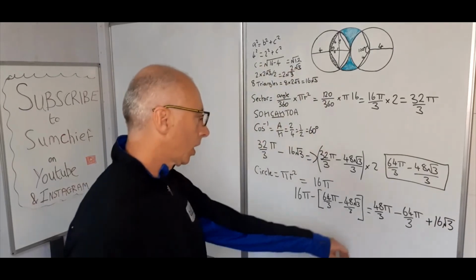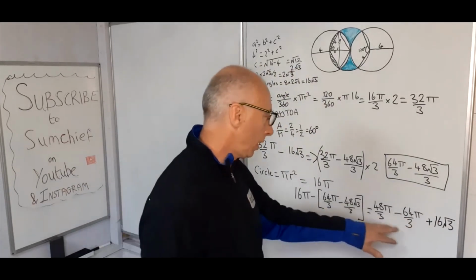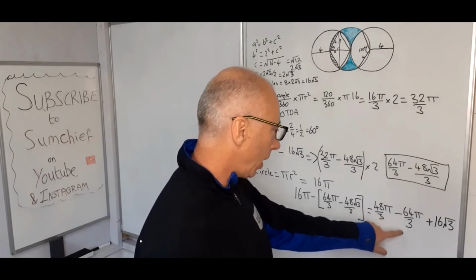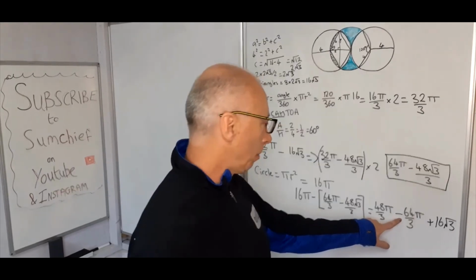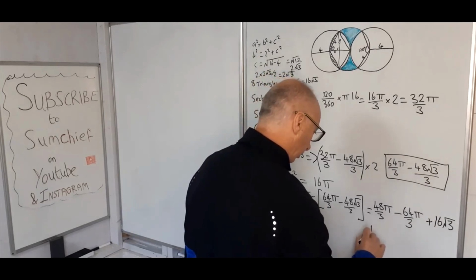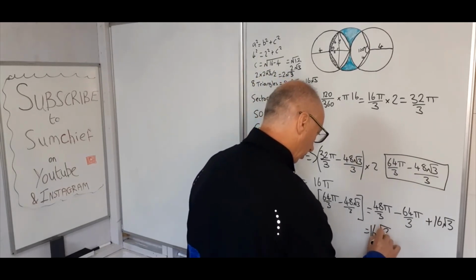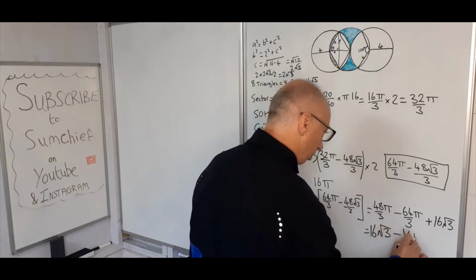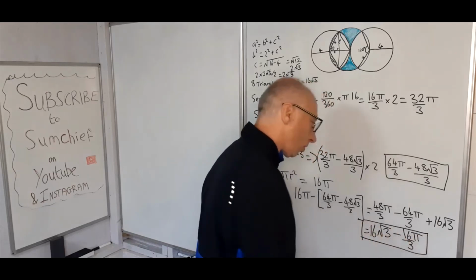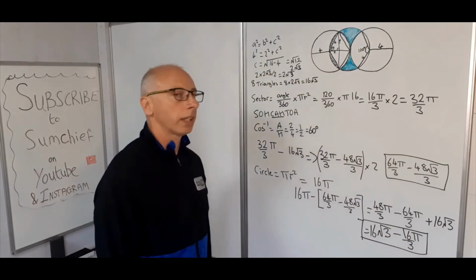Okay, so now what we'll do, just simplify this up a little bit, just make it a little bit more tidy. 48 pi minus 64 pi over 3 gives us minus 16 pi over 3. Well, let's put the 16 root 3 at the front. Minus 16 pi over 3. And that, ladies and gentlemen, is your answer. Okay, tough question that.